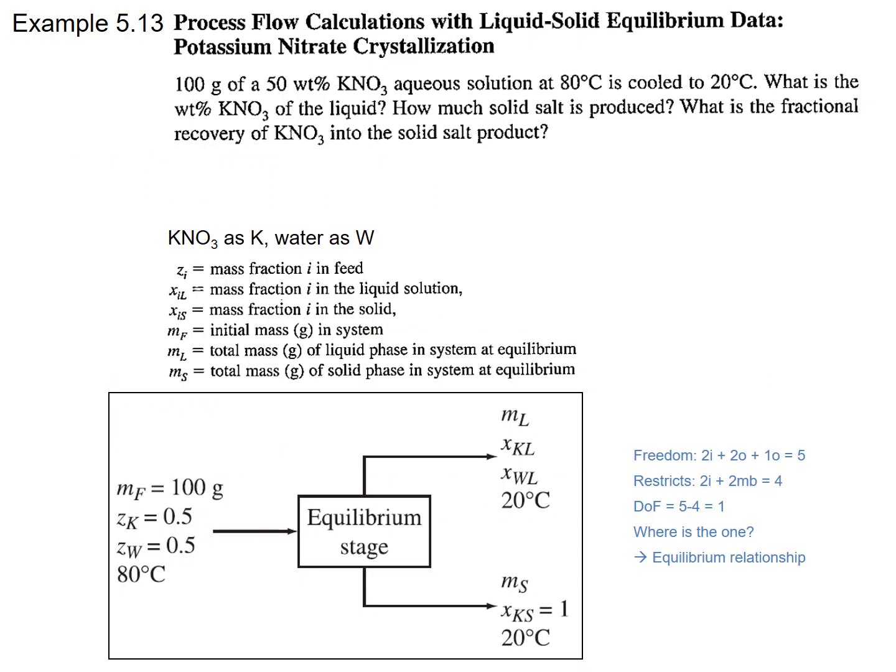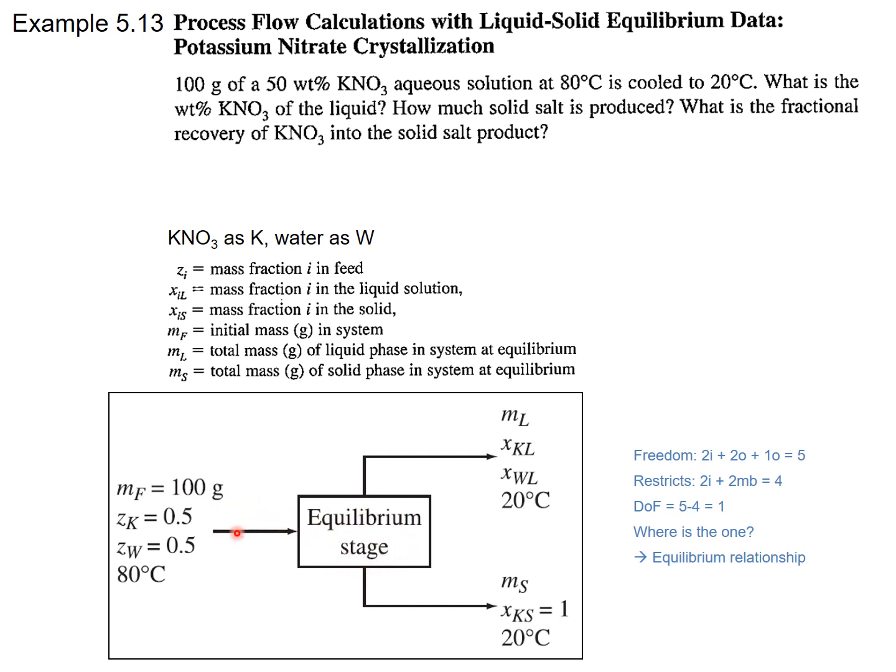Here is example 5.13. Process flow calculations with liquid-solid equilibrium data. Potassium nitrate crystallization. So we have 100 gram of feed stream, which is introduced into the equilibrium stage.